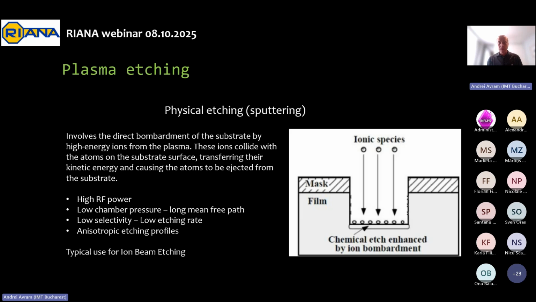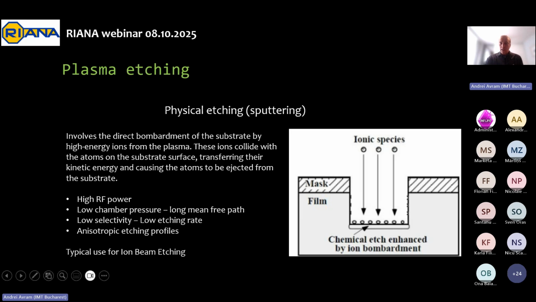This type of process requires a very high radio frequency power in our tools, very low chamber pressure because you need very long mean-free paths for the ions, so they don't expend energy by collisions with other species. Also, the process is very low selectivity and very low etching rate. What does this low selectivity mean?